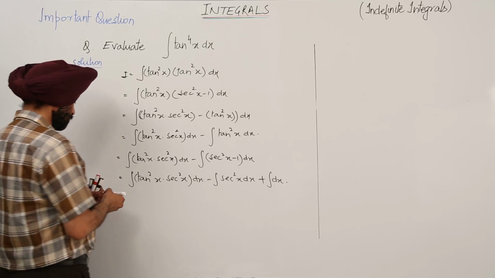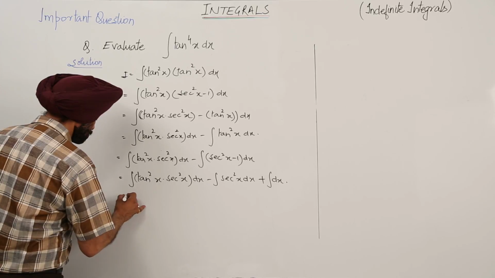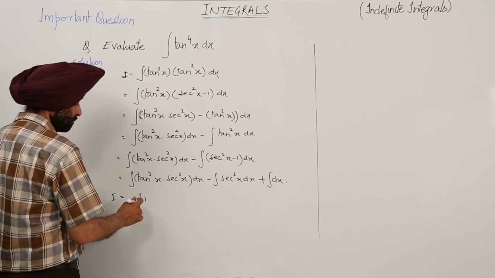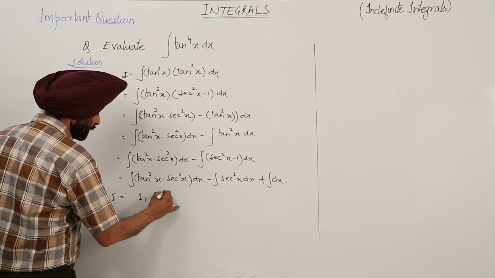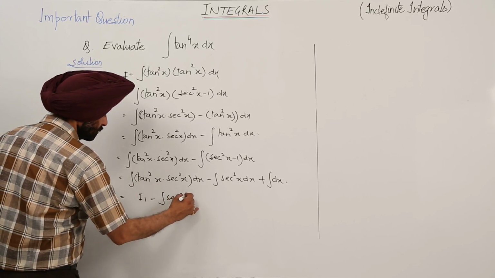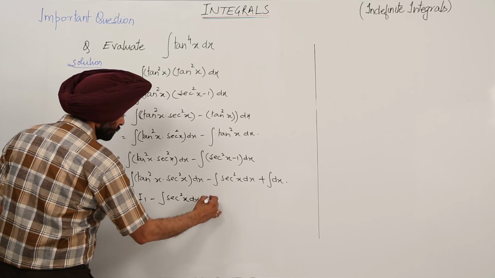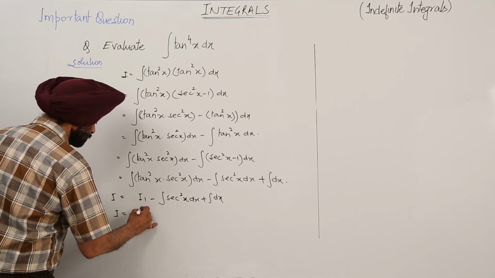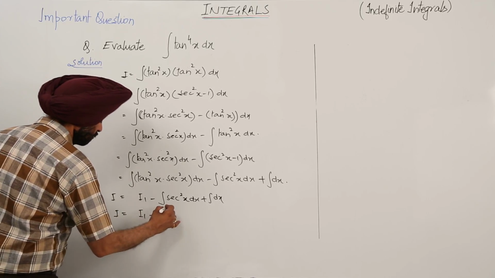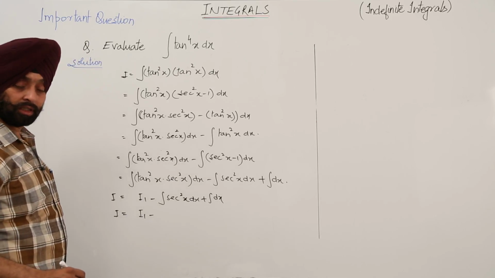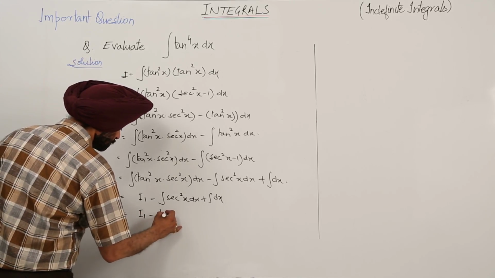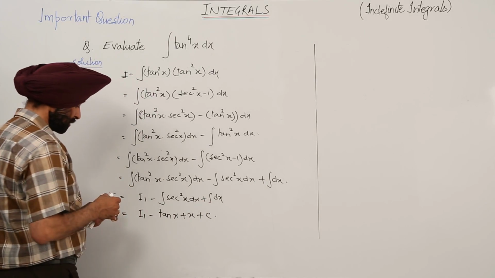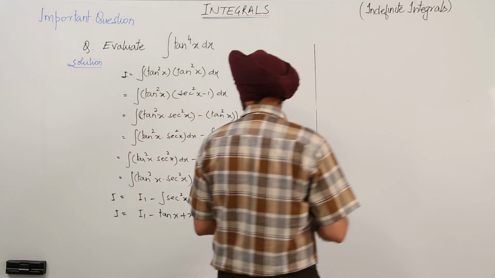Now this becomes I1, this is I1 minus integration of secant square x dx plus integration of dx. So I is equal to I1 minus integration of secant square x is what? Tan x plus x plus c.